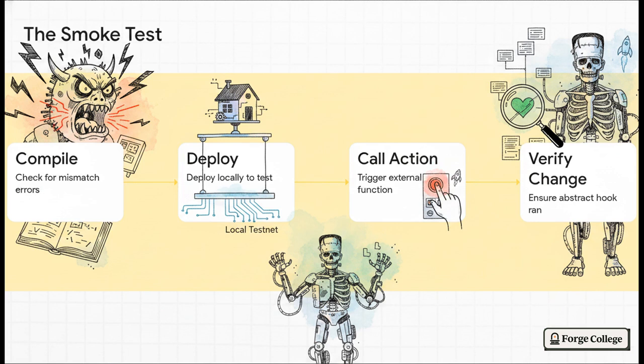Second, once it compiles cleanly, deploy it locally to your test environment. Third, trigger that external function we mapped out. And fourth, verify that the abstract hook actually updated your underlying state properly. If you can perform these 4 steps without the Ethereum virtual machine catching fire, your Frankenstein skeleton is officially alive. No way around it, that's a great feeling.